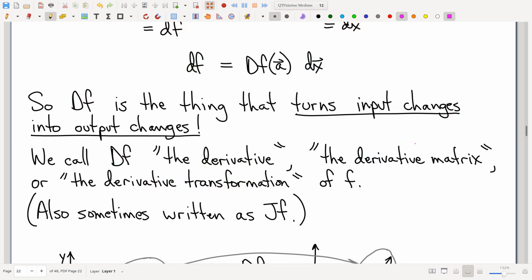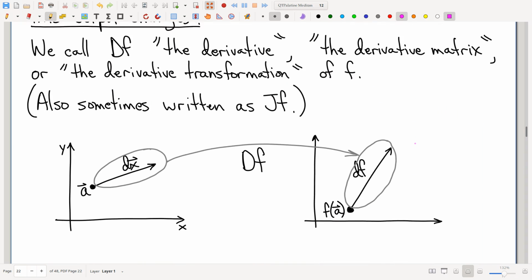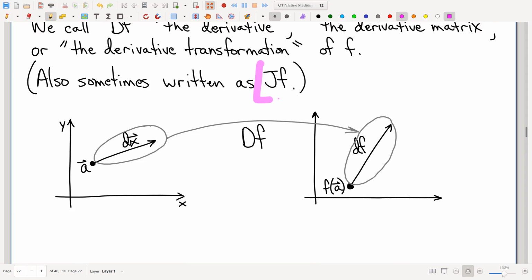A quick little notational point. It's also sometimes written as JF. J is for Jacobian, which is a reference to a mathematician named Jacobi. So, you could write it as JF or as DF. This book uses DF. It doesn't matter. It's just notation, right? I point this out just in case y'all see the derivative matrix outside of this course. A certain fraction of the time you see the derivative matrix, it'll be written as JF.